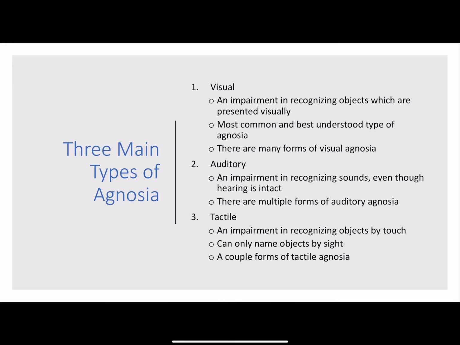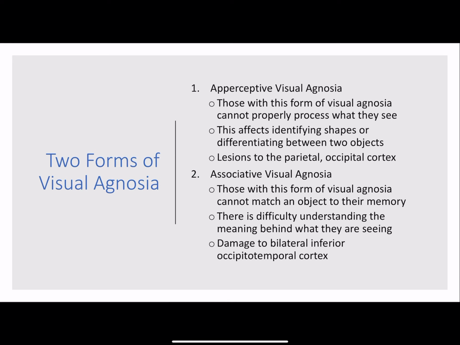So then, again, to break it down one more time, there's going to be two forms of visual agnosia. The first is going to be apperceptive visual agnosia, and those with this form cannot properly process what they are seeing. This affects identifying shapes or differentiating between two objects, and this happens because of lesions to the parietal occipital cortex. And an example of this is if you have the same object, but you show it to that person at two different angles, this will be hard for them to recognize that it's the same object.